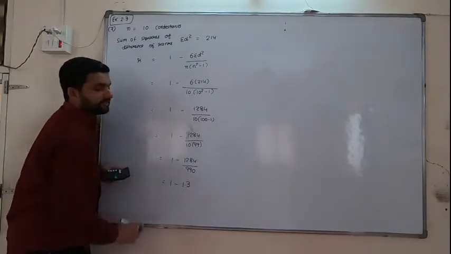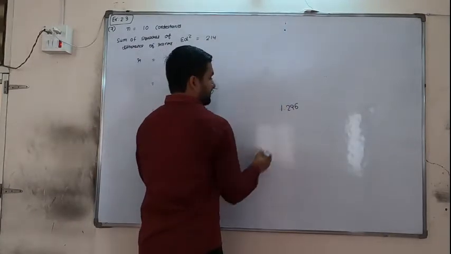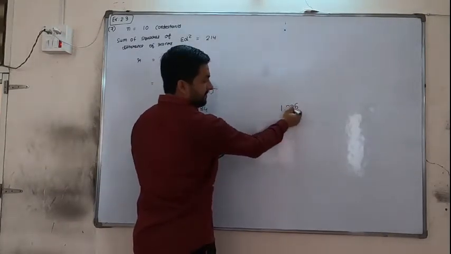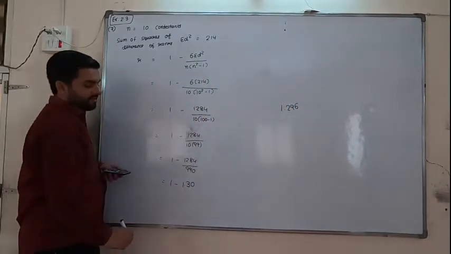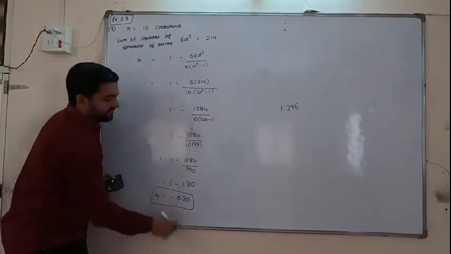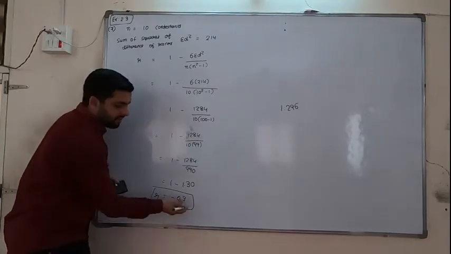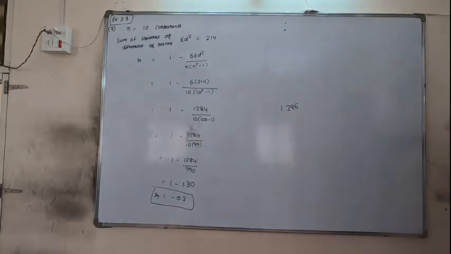1284 divided by 990 is 1.296, so 1.3 only. Why? Because it is 1.296, so 6 will round the 9 up, and 1.29 will become exactly 1.30, or 1.3, or 1.30, okay. So the answer is minus 0.30 or minus 0.3. Anything you can write. You can write 0.3 also, you can write 0.30 also. It's not a problem.